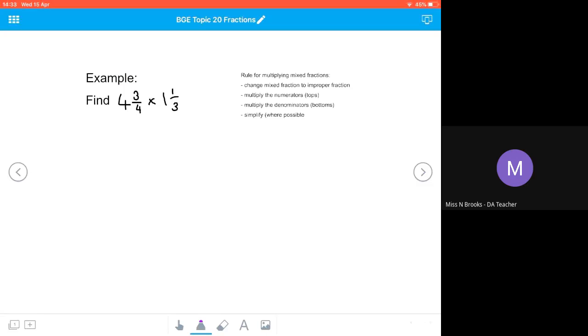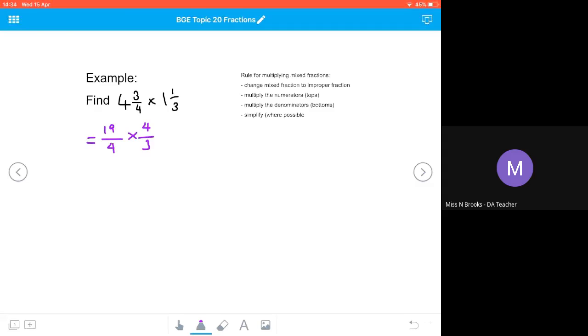So now I'm going to look at finding 4 3/4 multiplied by 1 1/3. So step 1, change my mixed fractions into improper fractions. So 4 times 4 is going to give me 16, and 16 plus 3 is going to give me 19, so I'm going to end up with 19 over 4. And I'm going to multiply that by 3 times 1 gives me 3, and 3 plus 1 gives me 4, and so I'm going to get 4/3.